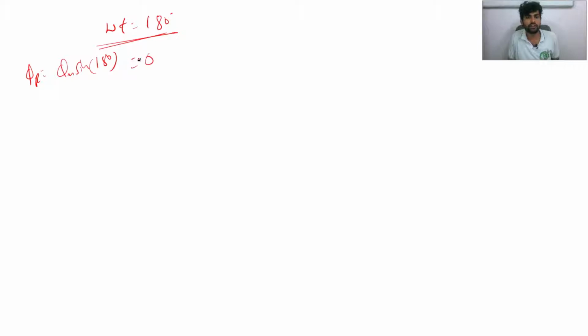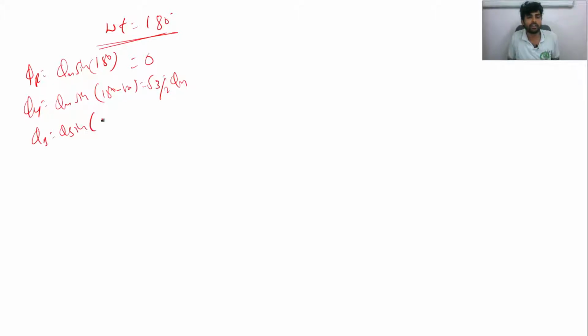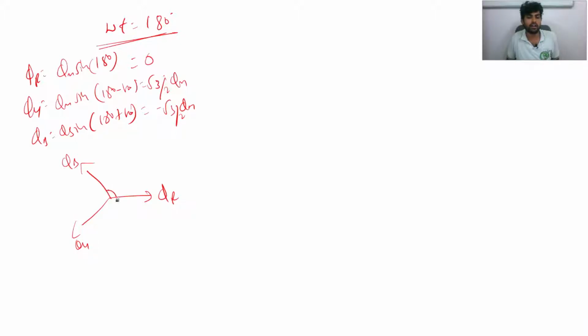What will we get? 0. What about phi y? Phi y is equal to phi m sin (180 minus 120). We'll get root 3 by 2 phi m. What about phi b? Phi b is equal to phi m sin (180 plus 120). We'll get minus root 3 by 2 phi m. Okay. I'll draw a vector diagram for this one. There is a phi r and then phi b. This one is phi y. All the fluxes are placed 120 degree apart from each other.